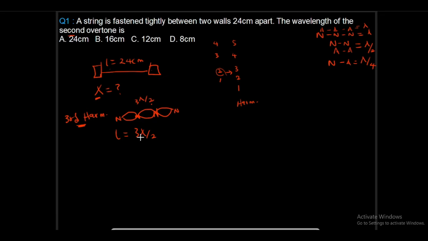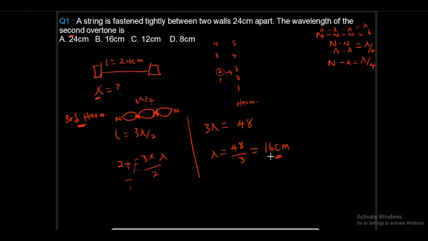So now to get our wavelength, which is what we are looking for, we simply plug in our values. We have L to be 24 equals 3 times the wavelength, all over 2. If we cross multiply, we're going to have 3 wavelengths equals 2 times 24, which is 48. So our wavelength will now be equal to 48 over 3, which is equal to 16 cm. So this is our answer, option B.